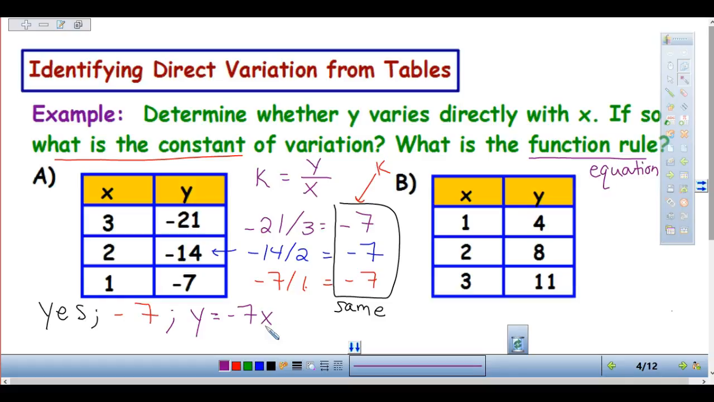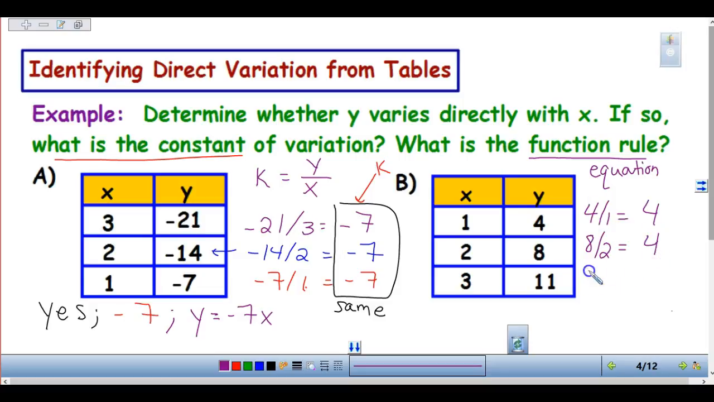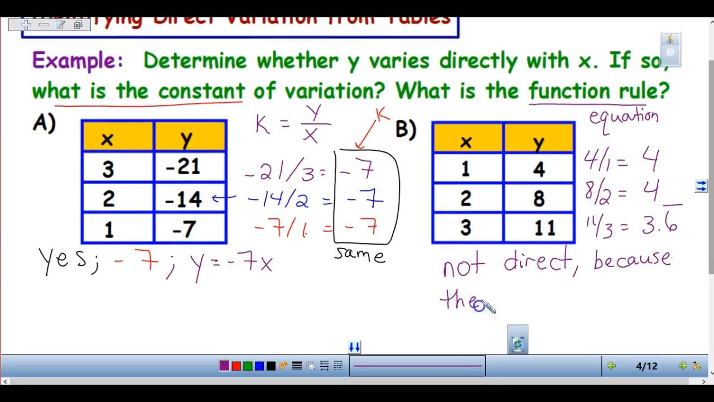Okay. Let's try the next one. Again, we're going to do the same thing we did here and divide it out. So 4 divided by 1, 4. How about 8 divided by 2? 11 divided by 3. 3.6 repeating. Are those the same? No, even though you could round it up to 4, this has to be 12, doesn't it? Okay, so this is no, they are not direct, because there is no constant k.